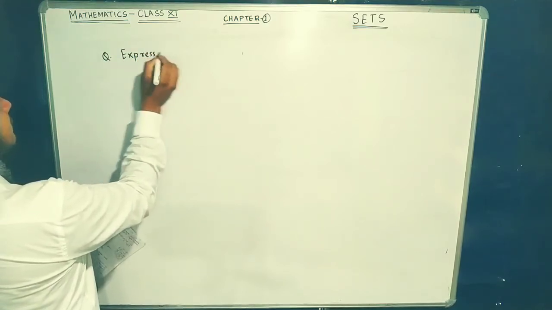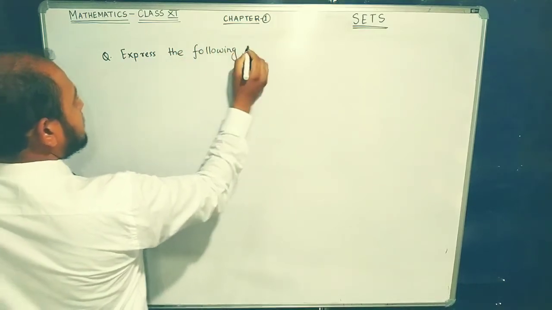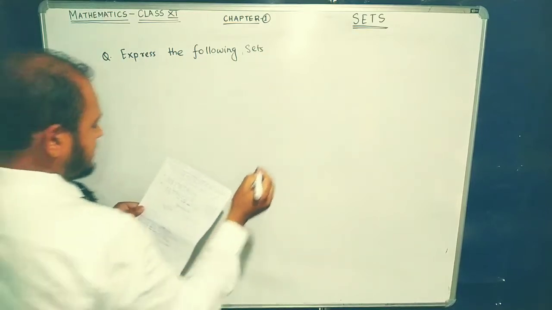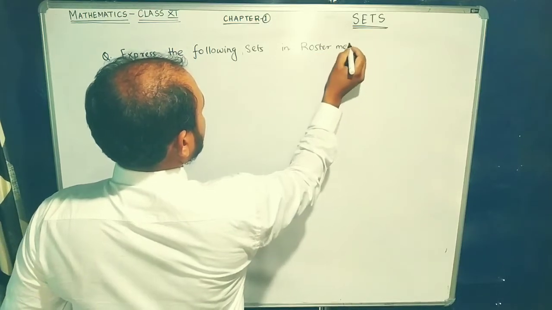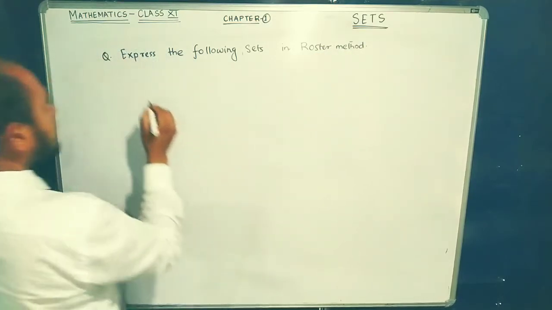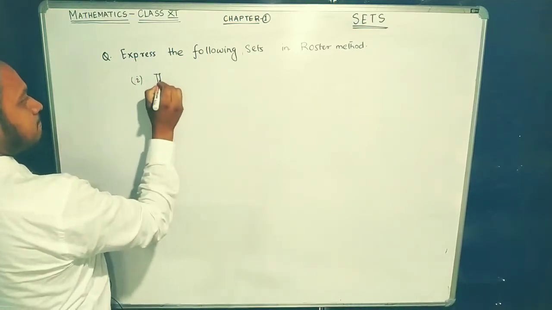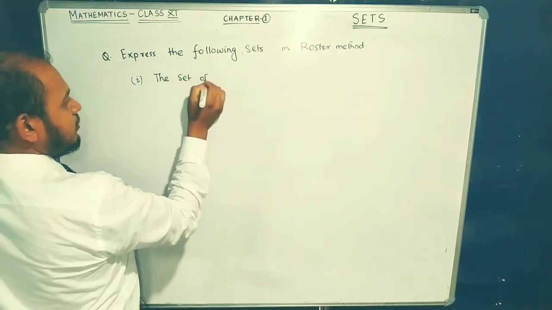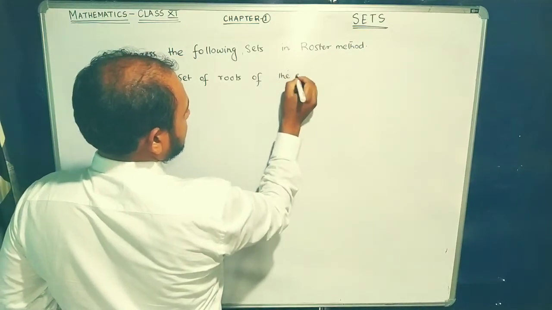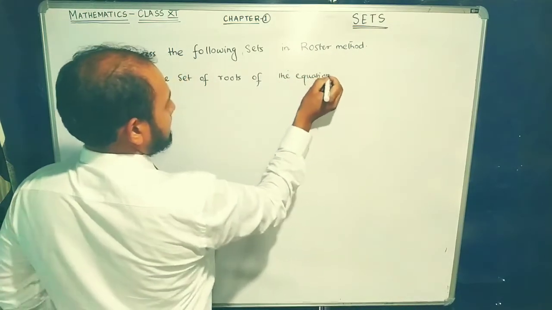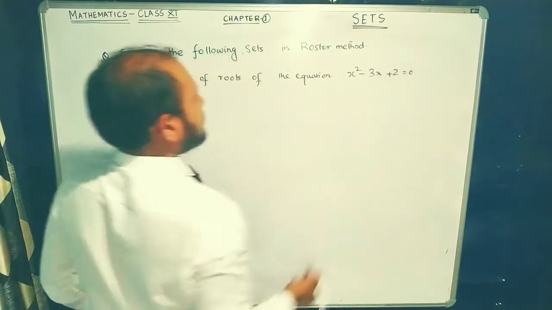Express the following sets in roster method. Number 1, the set of roots of the equation x squared minus 3x plus 2 equal to 0.